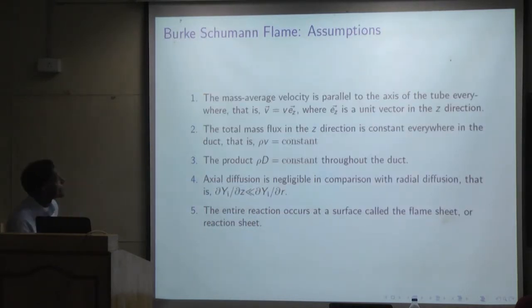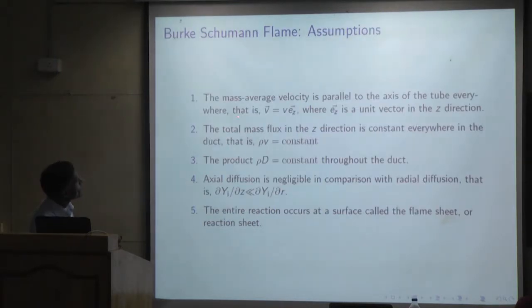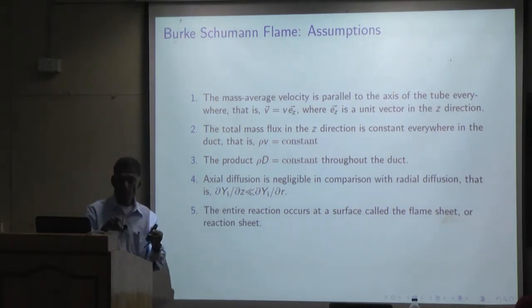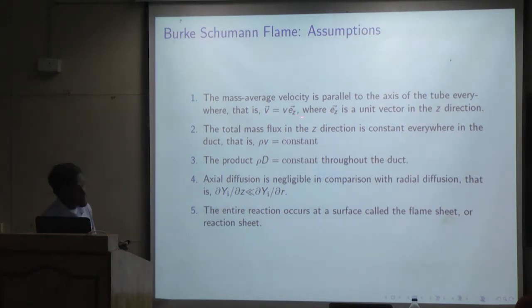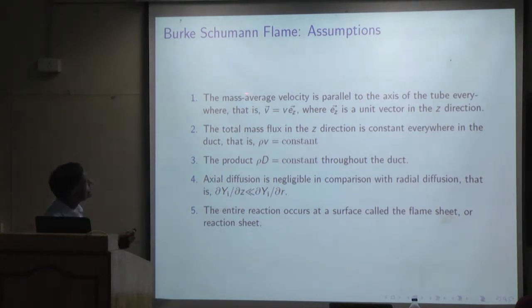All right, now these are the assumptions that go into the analysis. There are several assumptions. One of the assumptions is that the mass average velocity is parallel to the axis of the tube everywhere. So the velocity is parallel, and not only that, it is the same. Essentially we have a flow through a tube, and one would expect a parabolic profile. But we do not assume that. We assume here that it's just a plain parallel flow. It's not a parabolic profile. So this is perhaps one of the weakest assumptions.